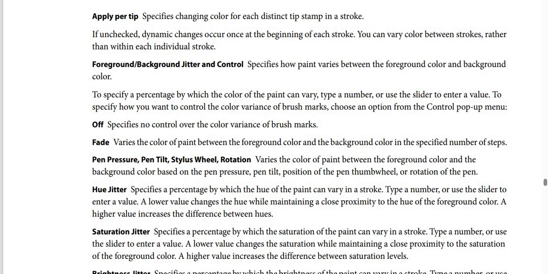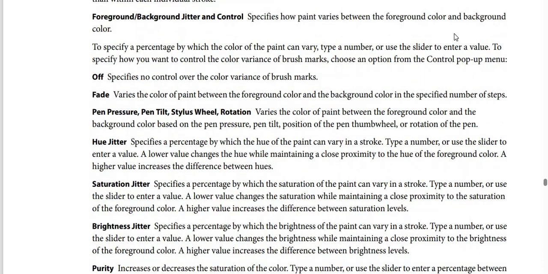And what about hue jitter? Hue jitter specifies a percentage by which the hue of the paint can vary in a stroke. Type a number or use the slider to enter a value. A lower value changes the hue while maintaining a close proximity to the hue of the foreground color, and a higher value, by the way, increases the difference between hues.